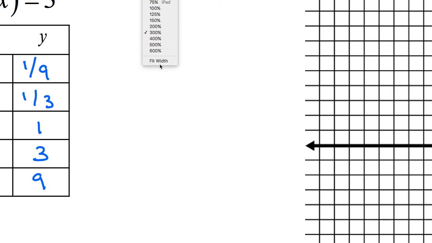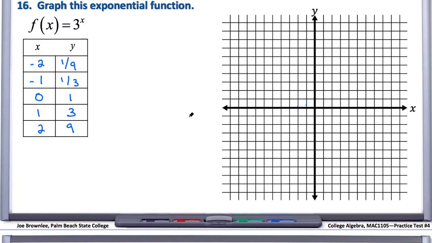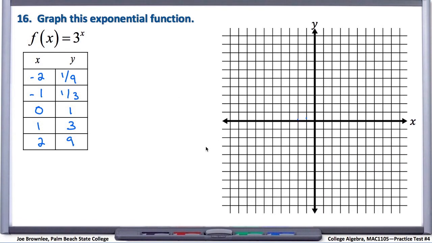And then I'll go ahead and pull back out here on the screen a little bit. All right, so now we can plot 0, 1. That's probably a little easier to see. So 0, 1. Then 1, 3, and finally 2, 9. So 1, 2, up 1, 2, 3, 4, 5, 6, 7, 8, 9. And there we have it. So let's go ahead and do our best to connect all of these points.